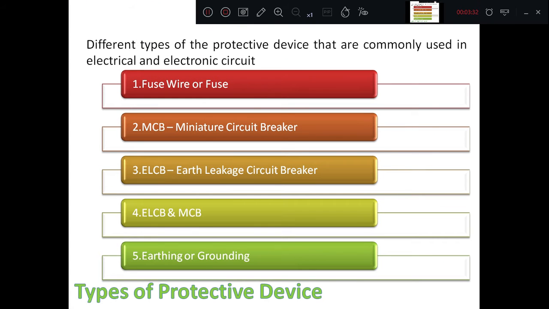There are different types of protective devices that are used in the electrical system. The one is the fuse wire, or simply it is called a fuse. Then the second device we are using is the MCB, called a miniature circuit breaker. Then there is an earth leakage circuit breaker, called ELCB, and sometimes we use a combination of ELCB as well as MCB for better performance. And most importantly, there is a provision of earthing or grounding in the system. These are the protective devices you use in the electrical system for protecting against abnormal conditions.